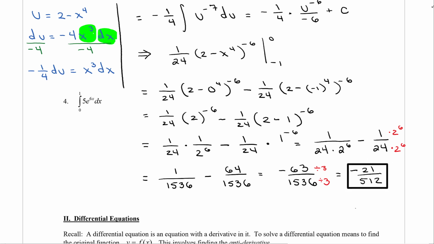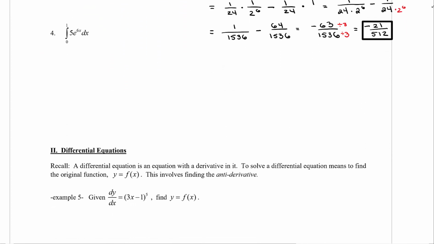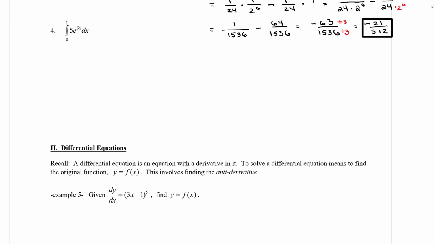All right, let's go on to number 4. The integral from 0 to 1 of 5e raised to the 6x power dx. So for this problem, we are going to set u equal to 6x, which is the exponent part. Therefore, du will be equal to 6 dx. And then 1/6 du is going to be equal to dx.